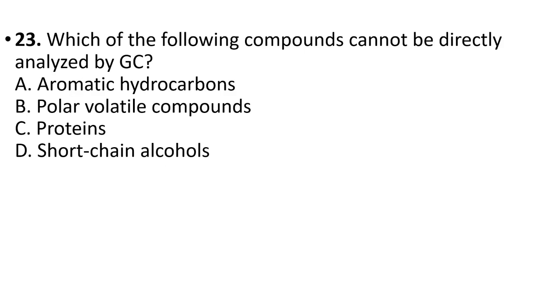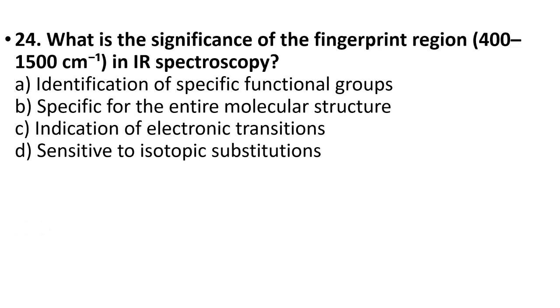23rd question. Question number 23. Which of the following compounds cannot be directly analyzed by GC? Aromatic hydrocarbons, polar volatile compounds, proteins, short chain alcohols. Your answer is option C, proteins.